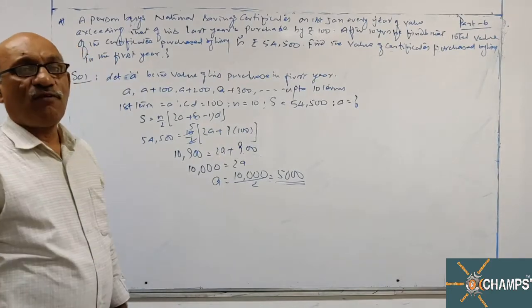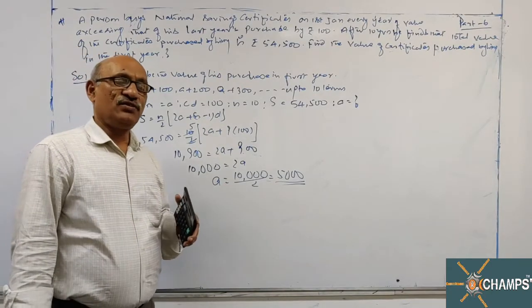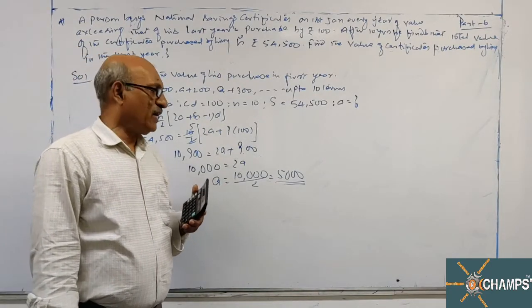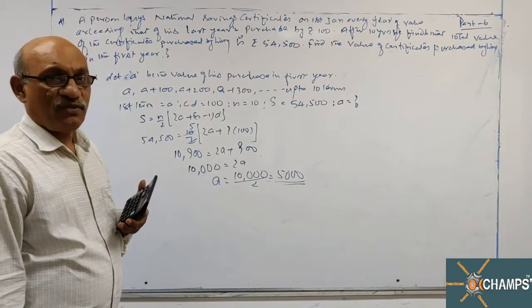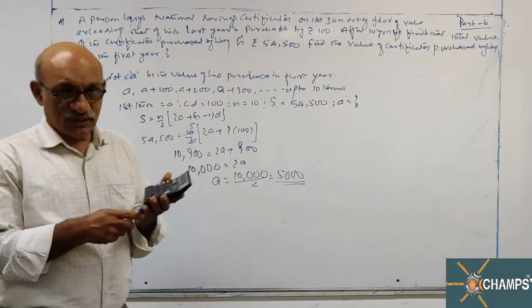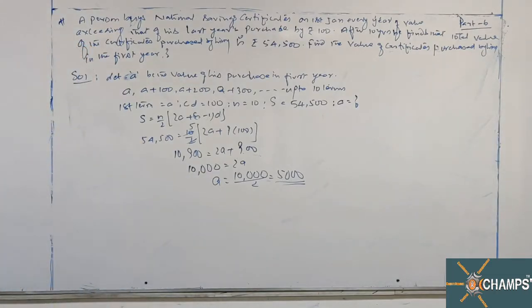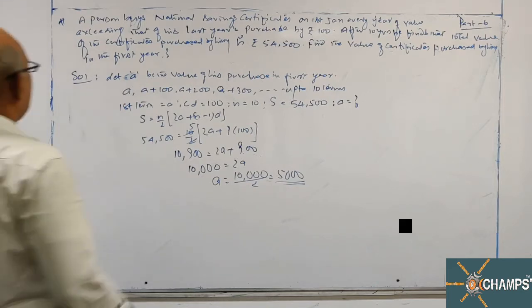So what is the value of his purchase? He purchased rupees 5,000 worth of certificates in first year. So rupees 5,000 is the answer to the given question. Okay, let's see the next question.